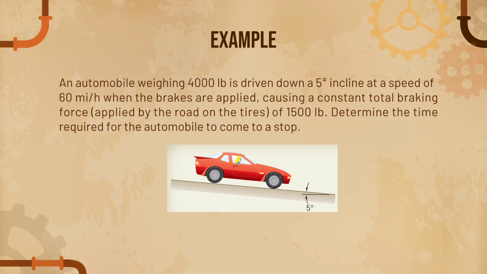Example: an automobile weighing 4,000 pounds is driven down a 5-degree incline at a speed of 60 miles per hour when the brakes are applied, causing a constant total braking force applied by the road on the tires of 1,500 pounds. Determine the time required for the automobile to come to a stop.